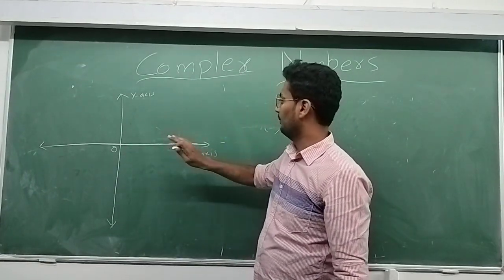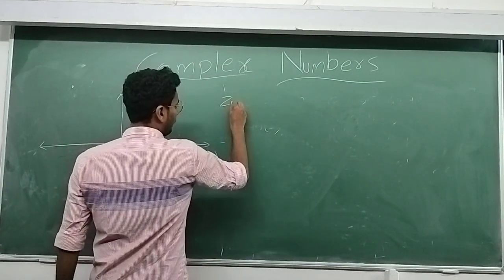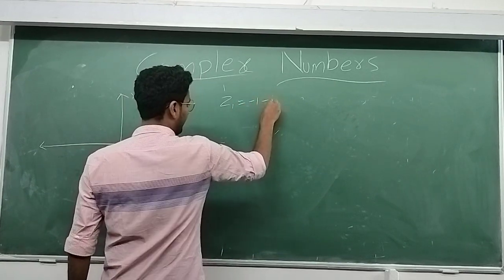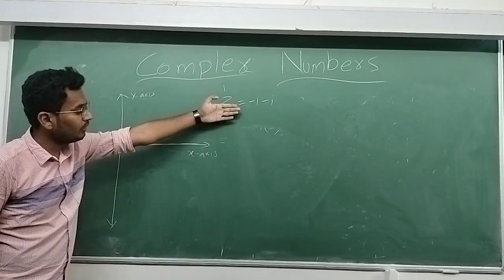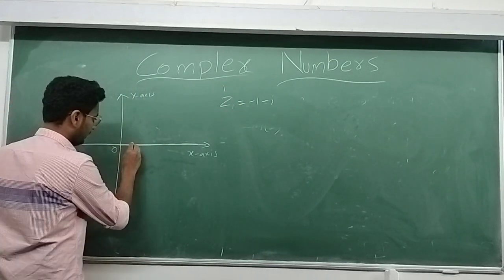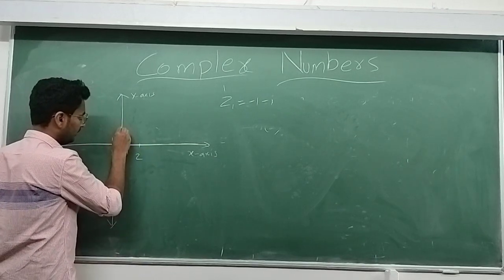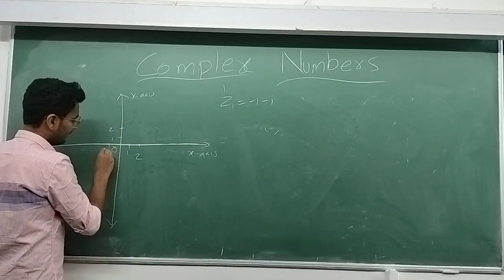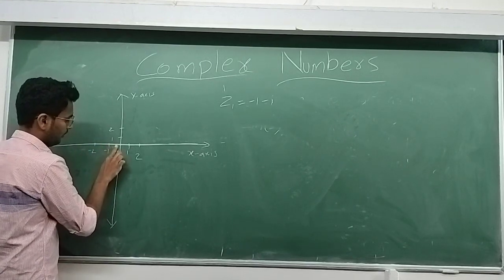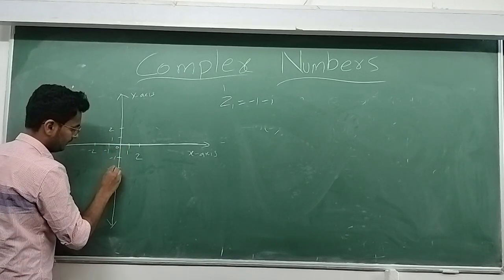Okay, any number. Suppose we take z1 is equal to -1 minus i, right? If we have to represent this complex number in this complex plane, then we know that this is 1, this is 2, this is 1, this is 2. This is the negative x-axis, this is -1, this is -2. We draw this as 0, this is -1, this is -2.